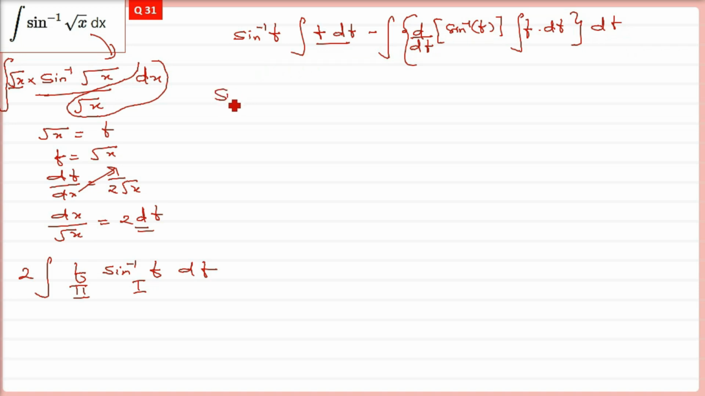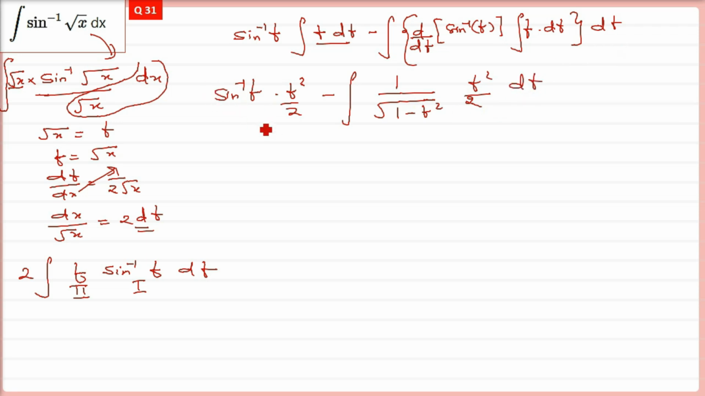Sine inverse t remains like that. Integration of t dt is simply t square by 2, you already know that. Minus integration of, what will be the differentiation of sine inverse t? 1 by under root 1 minus t square. That is a standard result, you already know that. t dt already done, t square by 2, and then we have a dt here.